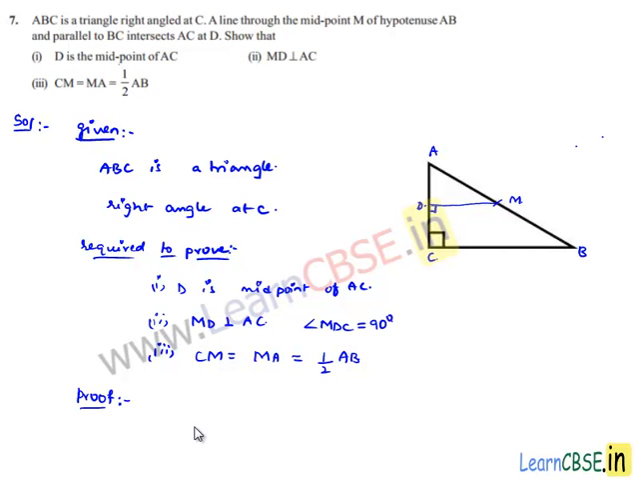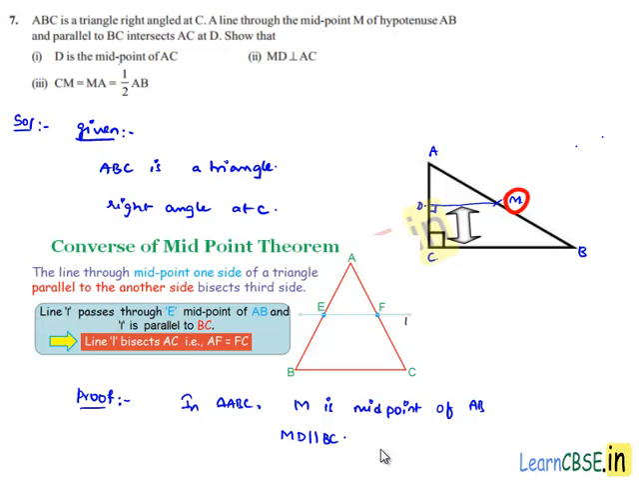In this, let us consider triangle ABC. In triangle ABC, we know that M is midpoint of AB, and he says that a line through midpoint M of hypotenuse AB and parallel to BC intersects AC at D. So we can say that MD is parallel to BC. As M is midpoint of AB and MD is parallel to BC, we can say that by converse of midpoint theorem, D is midpoint of AC. This is what our first proof required.